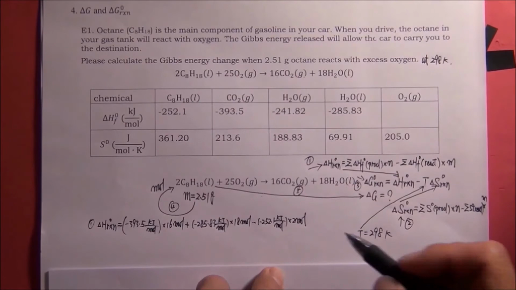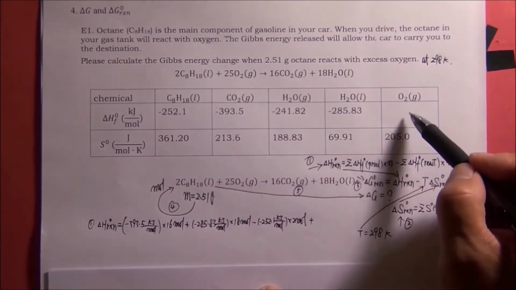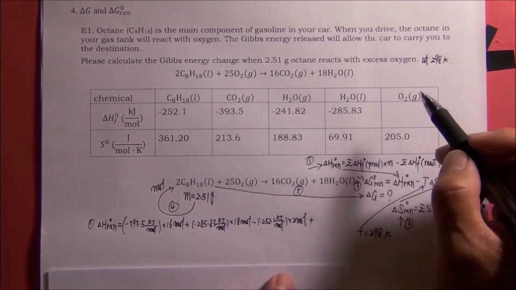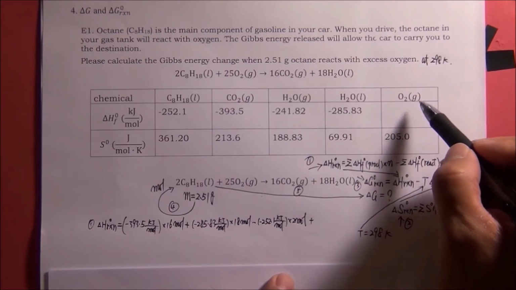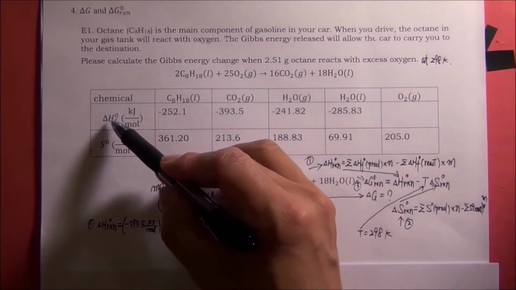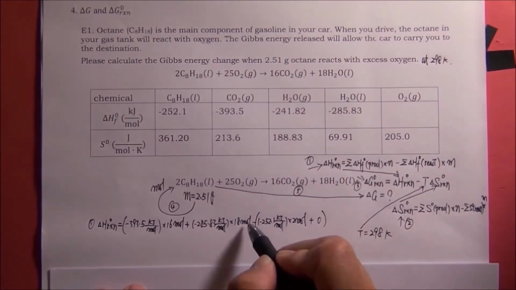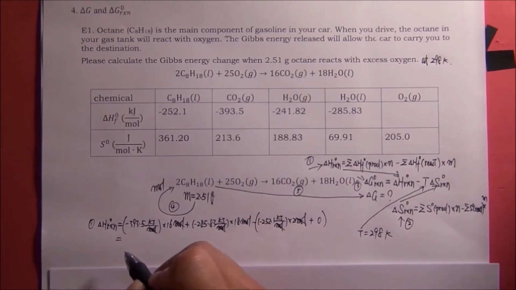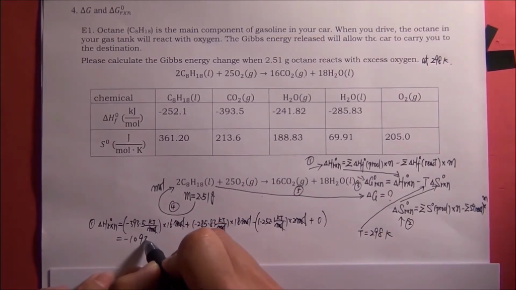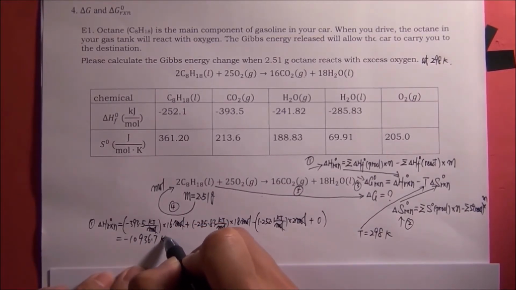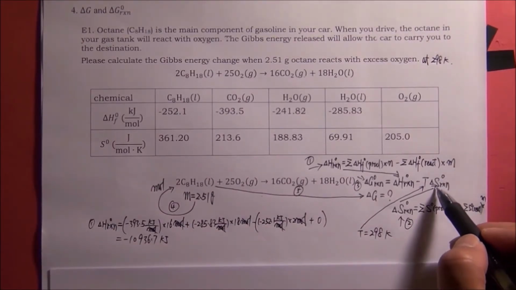The coefficient is 2. We find that the standard enthalpy of formation of oxygen gas is missing. But if you remember, the most stable element of oxygen is O2 gas. It has 0 standard enthalpy of formation. It doesn't matter how many moles, it is still 0. The answer is negative 10,936.7 kilojoules. Step 2. We will calculate the standard entropy of reaction.